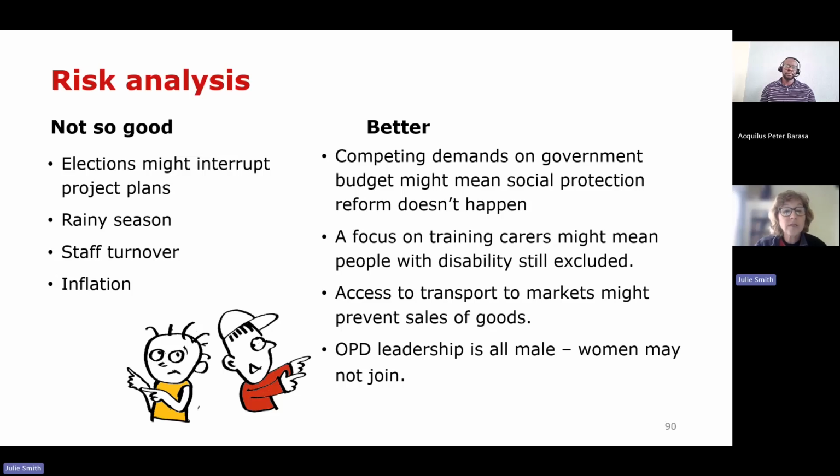So in this project that we've talked about, one of the risks, competing demands on government budget, means that social protection reform might not happen. A focus on training carers might mean that people with more severe impairment are not included. Access to transport for markets might prevent the sale of goods. So they're the real risks of the project, not rainy season, elections. Yeah, they're risks, but they're not the big risk.